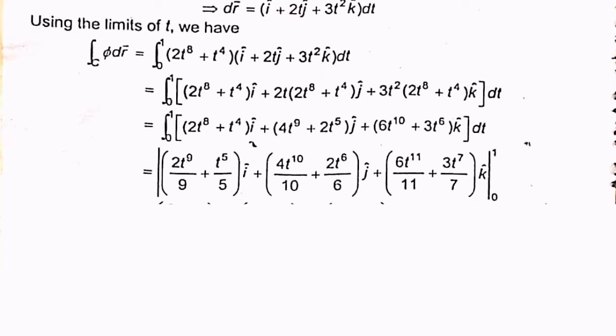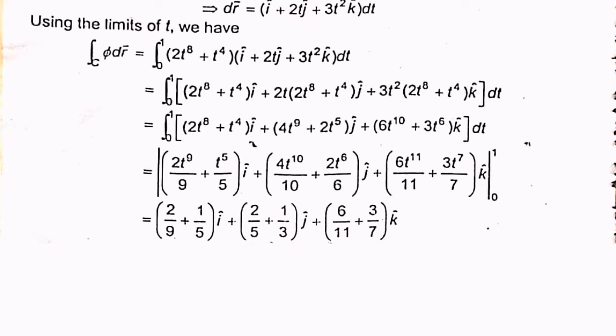And the upper and lower limits are 1 and 0 respectively. Putting in the lower and upper limits, we have 2 over 9 plus 1 over 5, into i, plus 2 over 5 plus 1 over 3, into j, plus 6 over 11 plus 3 over 7, into k. So after some calculation, we have 19 over 45 i plus 11 over 15 j plus 75 over 75 k. This is the answer of this part.